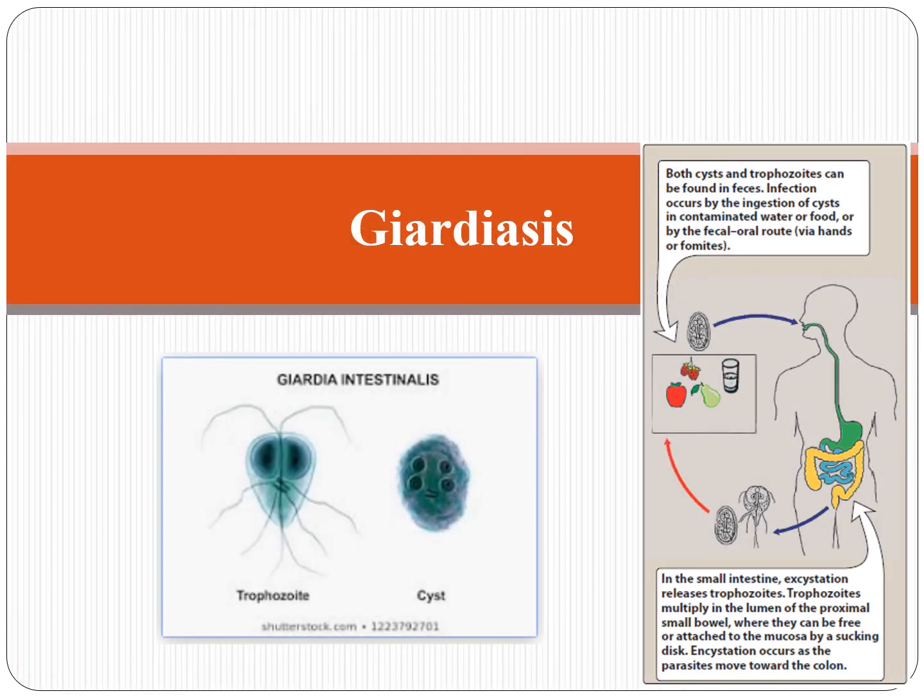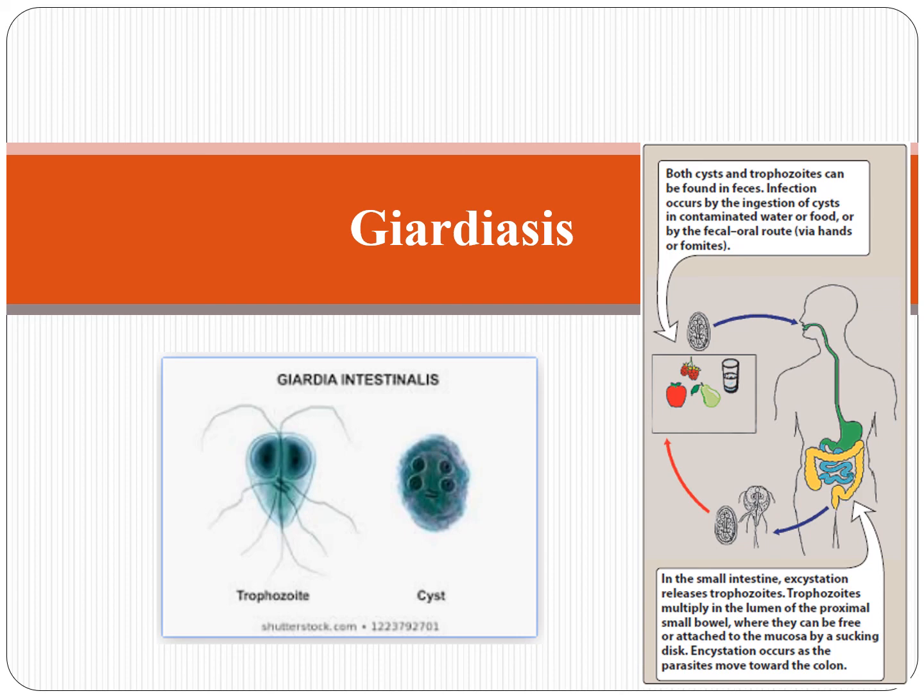Now, lastly, we'll talk about giardiasis, also a common protozoal infection. It occurs due to the ingestion of cysts, and then trophozoites can be found in feces. Infection occurs by the ingestion of cysts, if the cyst is contaminated in water or food, or by the fecal-oral route via hands or equipment.